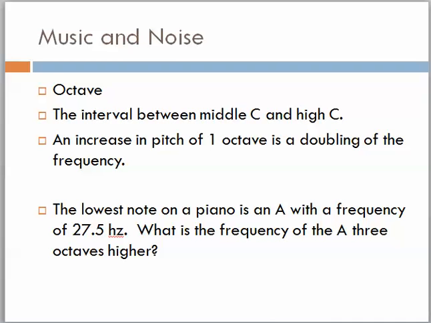Let's get into talking about octaves. An octave, the interval between middle C and high C, is 1 octave higher. An increase in pitch of 1 octave is doubling of the frequency. So the lowest note on the piano is an A with a frequency of 27.5 hertz. What is the frequency of the A 3 octaves higher?